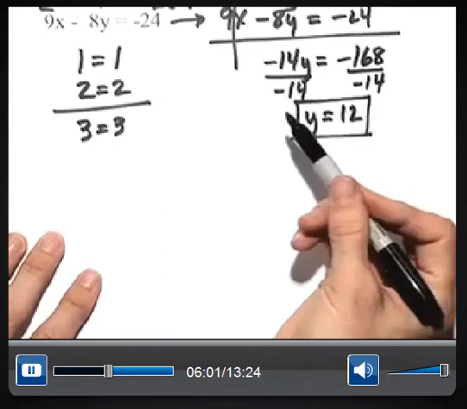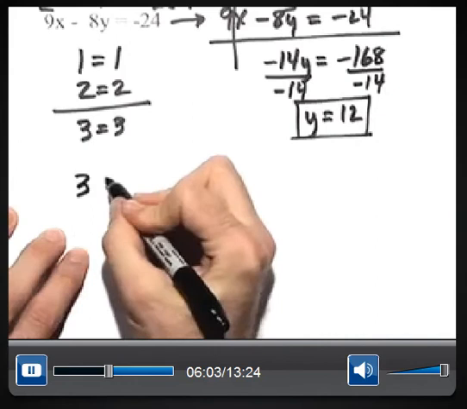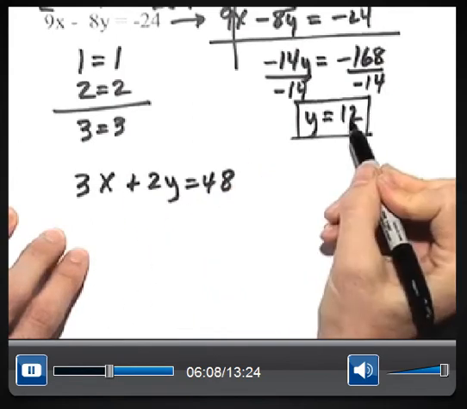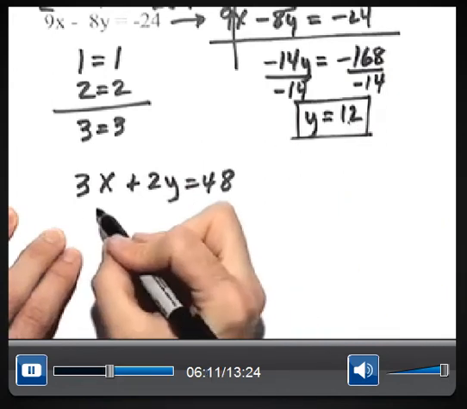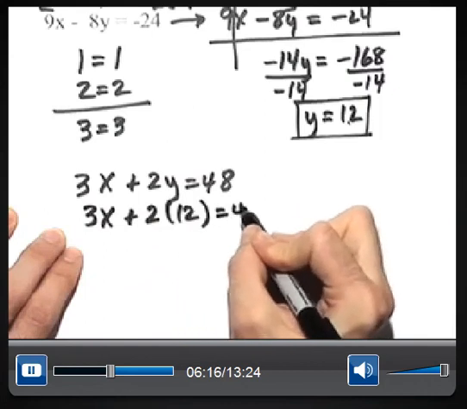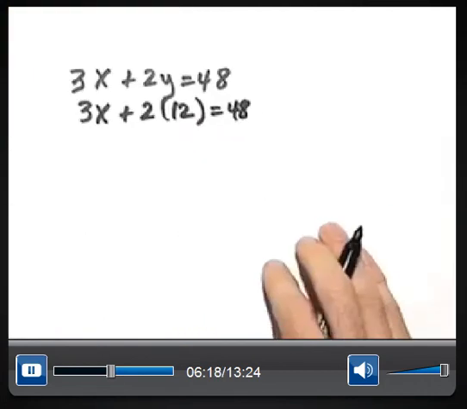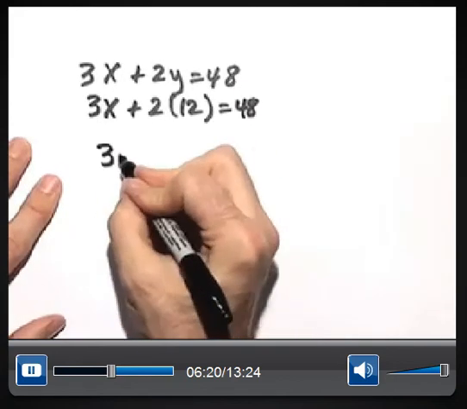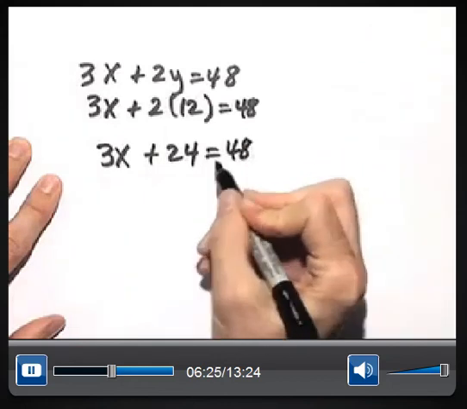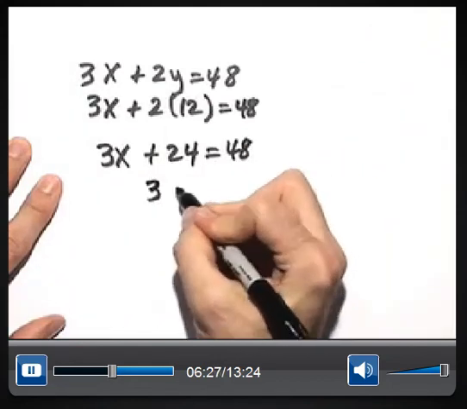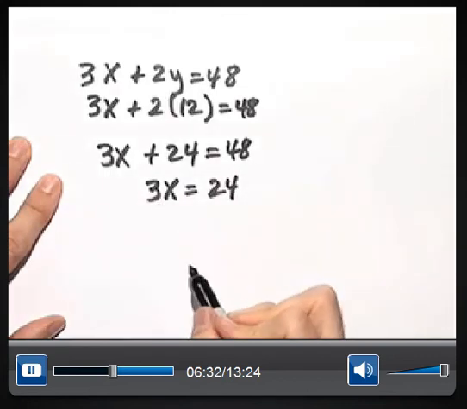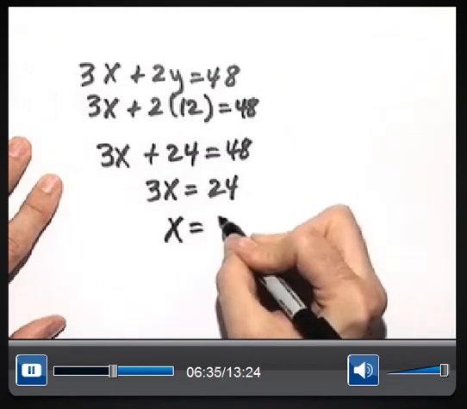Let's plug 12 into the first equation. Our first equation was 3x plus 2y equals 48. So let's take our value of 12 and plug it in for y. What we get is that 3x plus 2 times 12 has to be equal to 48. So let's finish up the rest of that work. We have 3x plus 24 equals 48. Subtracting 24 from both sides gives us 3x equals 24. Now if we divide both sides of the equation by 3, we'll have our answer for x. We'll find that x equals 8.